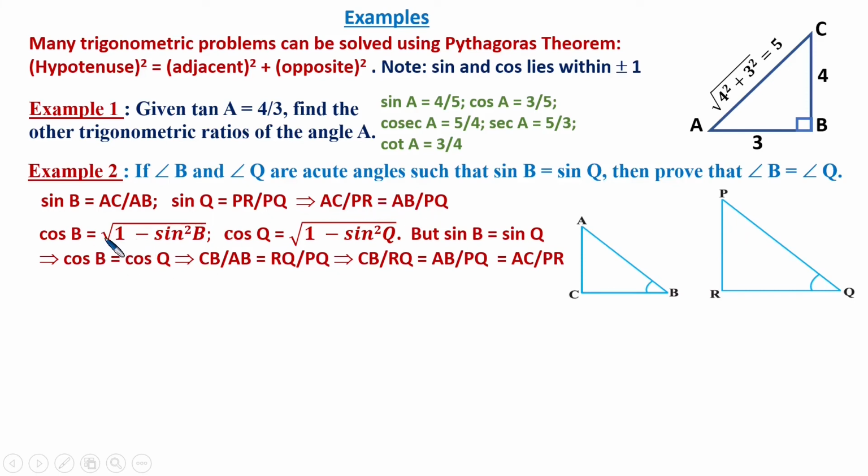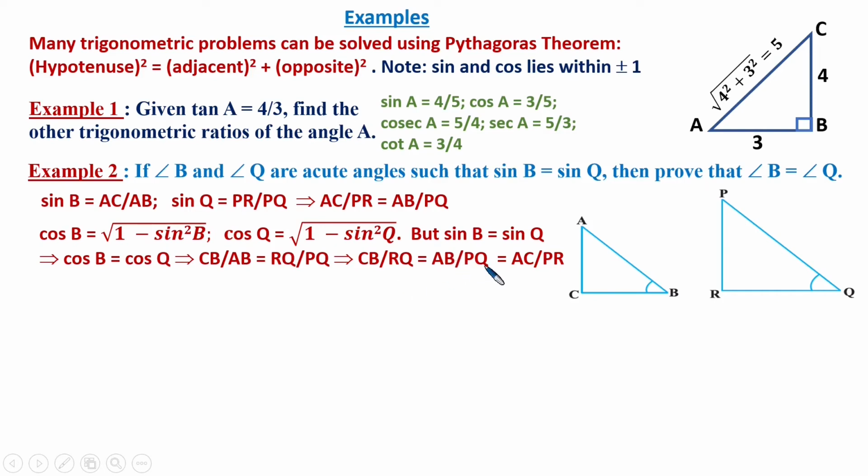And cos B is nothing but the square root of 1 minus sine square B, which we have seen, and cos Q is this. But sine B is equal to sine Q, so we say that cos B is equal to cos Q. If cos B is equal to cos Q, what is cos B? Cos B is the adjacent side BC by AB, and it is equal to RQ by PR here. This implies, again I rearrange it, that CB by RQ is equal to AB by PQ. I take this fellow from the left hand side, it will go up from denominator to numerator.